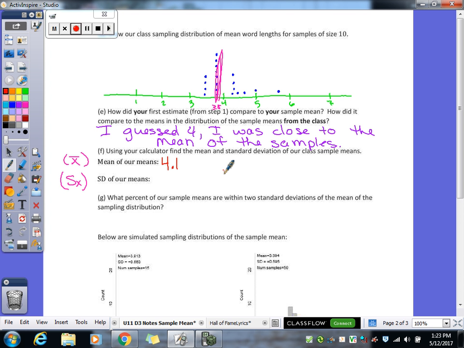0.6. You got 0.6. What do we get for our sample standard deviation? 0.6. I got 0.571, 1.53. Wow.